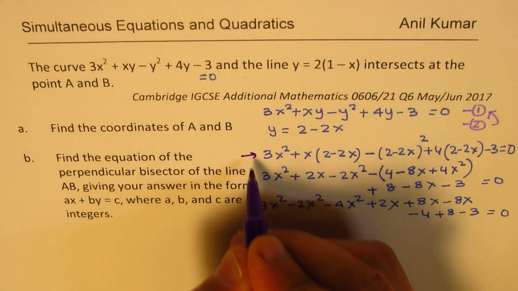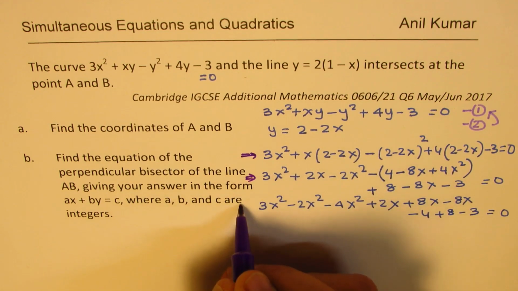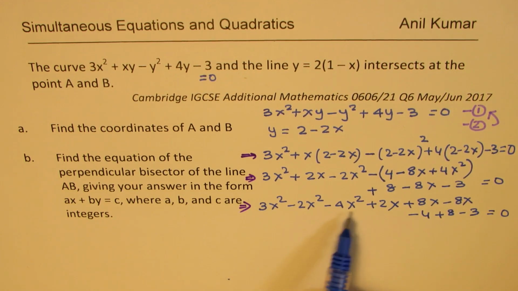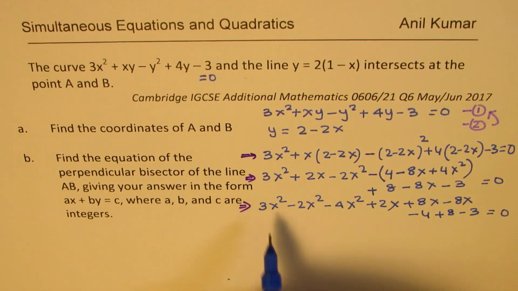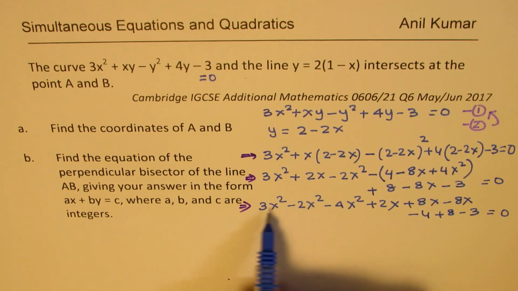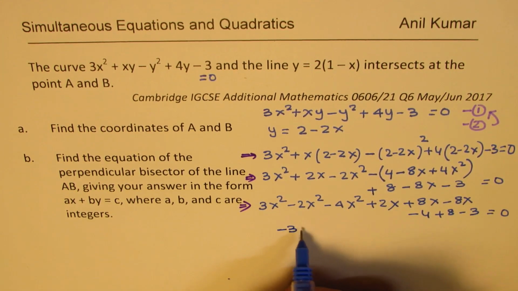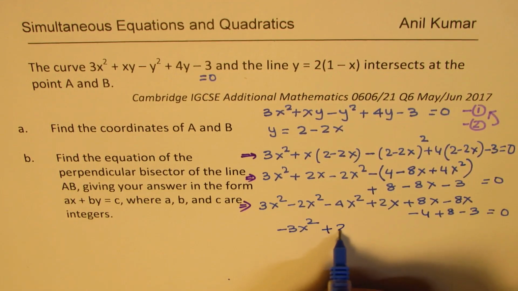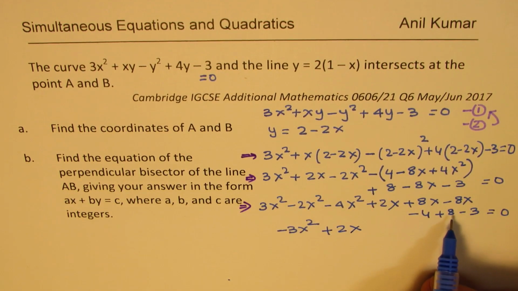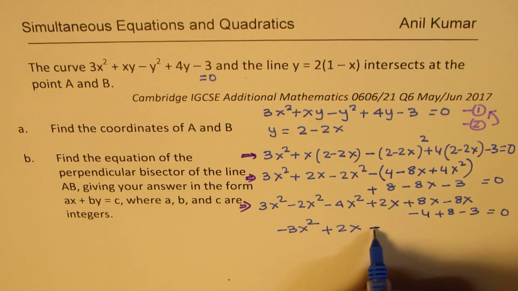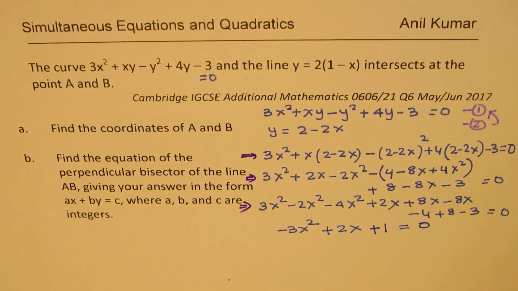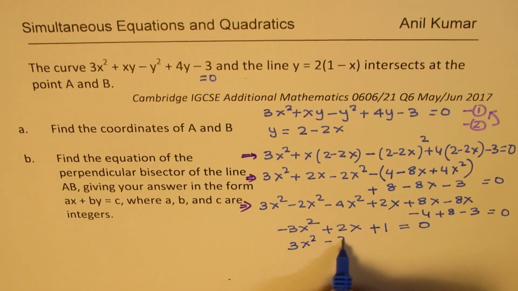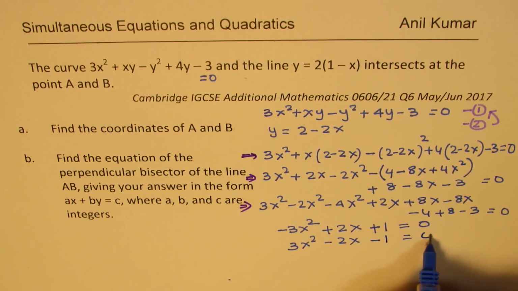So these are our terms, correct? Let me write like this. Now, if you combine these three terms, 3 minus 2 minus 4 plus 3 gives you minus 3x squared. Here, 8 and 2, 10, and minus 8 cancels, so we get plus 2x. Constants: minus 4 plus 8 minus 3 gives plus 1, equals 0. I prefer to write this always with positive coefficients, so I'll write this as 3x squared minus 2x minus 1 equals 0.